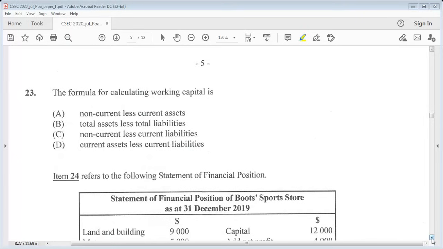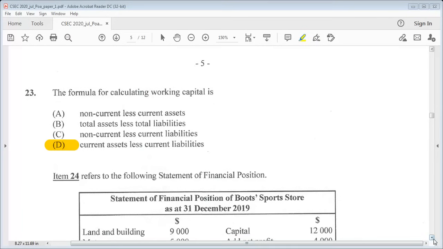The formula for calculating working capital is A, non-current less current assets, B, total assets less total liabilities, C, non-current less current liabilities, or D, current assets less current liabilities. We know our answer would be D.